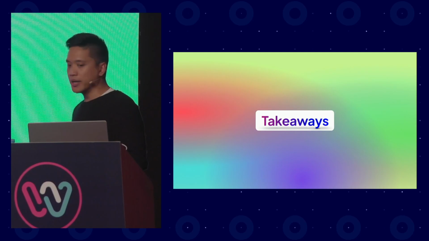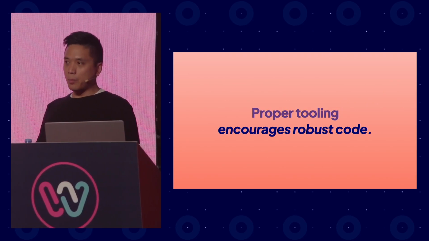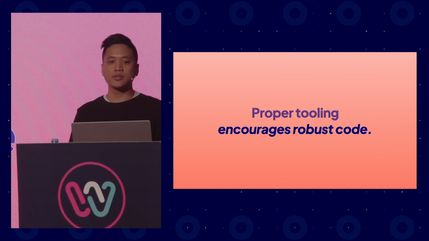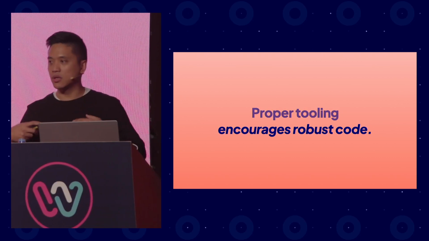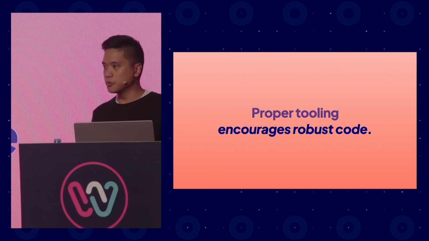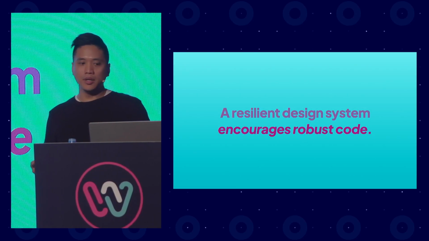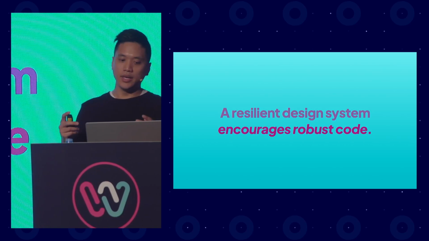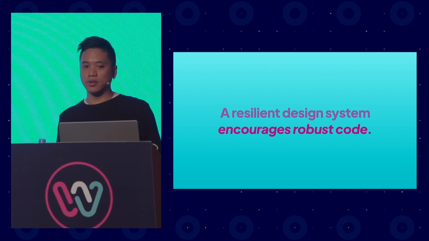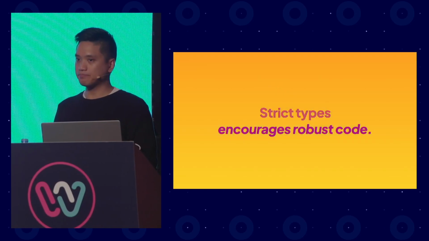Now here are some takeaways before I'm about to finish my talk. Proper setup of tooling, such as linters, compilers, and testing frameworks, definitely helps to increase the developer experience and therefore helps to write high quality and robust code. A resilient design system provides a set of standardized, well-defined components that can be easily integrated and reused throughout the code base, encouraging the creation of robust code.